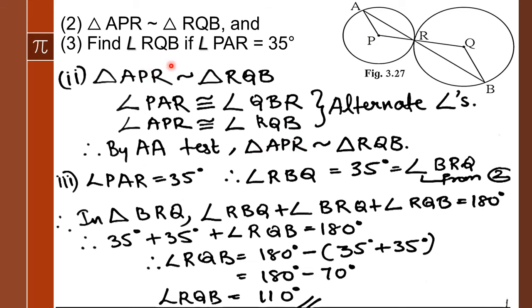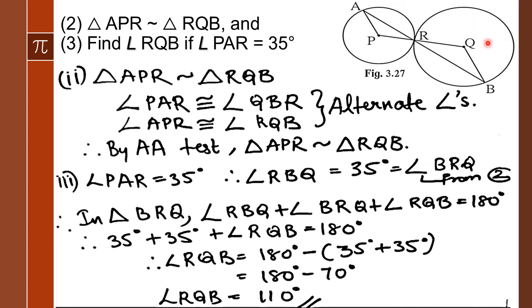Next, the third part is about RQB. We need to find the measure of angle RQB if angle PAR is 35 degrees. That means this particular angle PAR is 35 degrees. Now, if PAR is 35, then RBQ is also 35. Since angle RBQ is equal to 35, that means angle BRQ is also 35 degrees, by the isosceles triangle theorem. So we got these two angles.